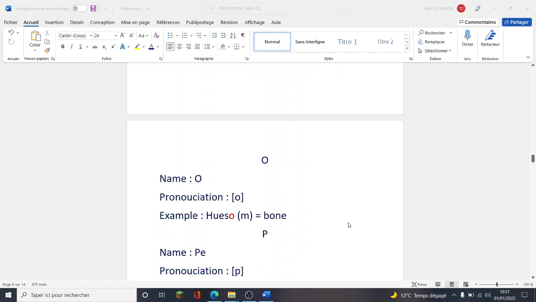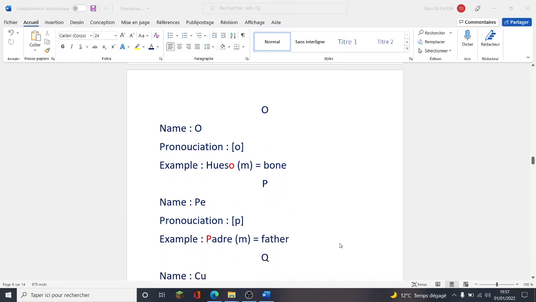What about the letter O? Well, it's quite easy also. Its name in Spanish is la O, and it's pronounced O, like in the word hueso, which is masculine and means bone. The letter P is also quite easy. It's named la P, and it's pronounced P, like in the word padre, which is masculine and means father.